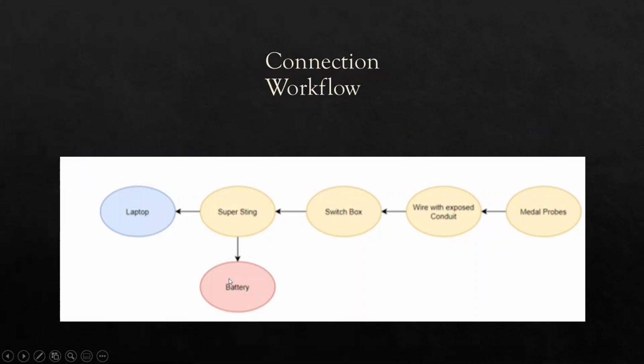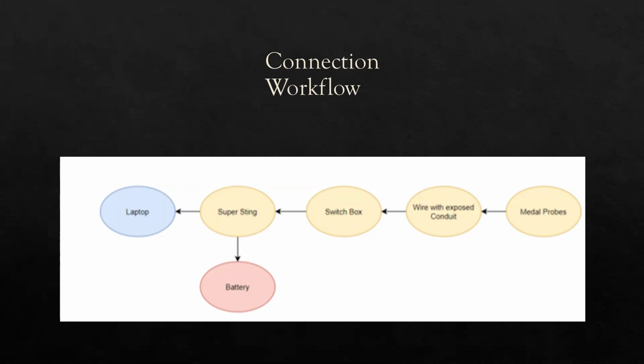So there are many things that go into doing an electroresistivity survey, and these are the main components. First, you have your laptop, and that laptop is connected to a SuperSting. The SuperSting is what tells the electrodes to send out the pulses. A switch box, and this is pretty much an on and off switch that you connect things to. Exposed wire with conduits and metal probes. And lastly, this is all connected to a battery, and that's what actually powers everything, as well as sends the currents. Each part is very important.